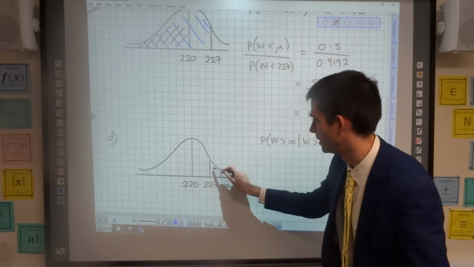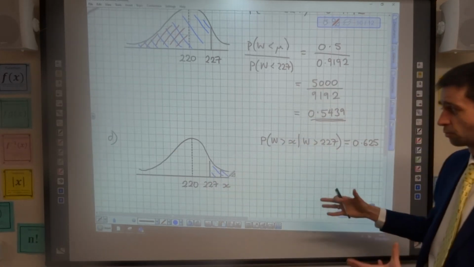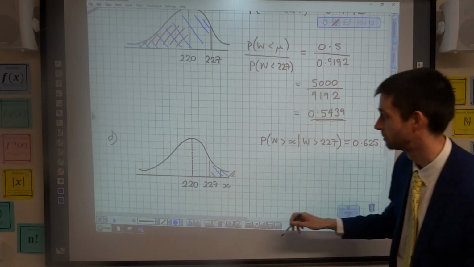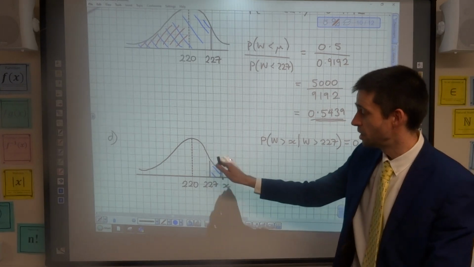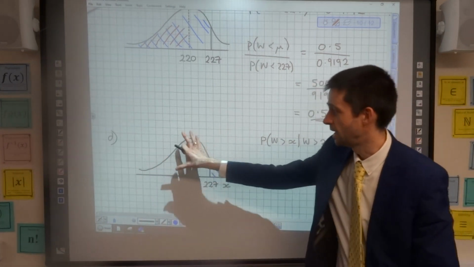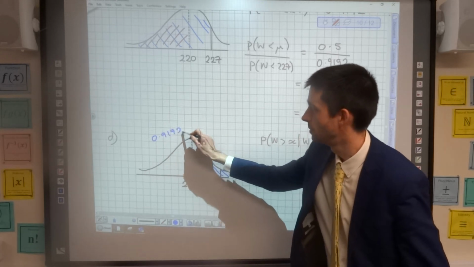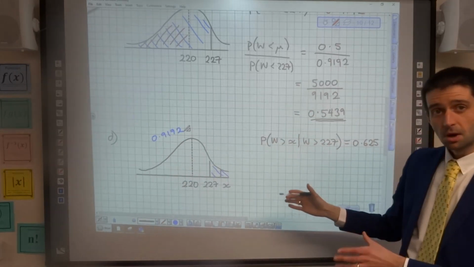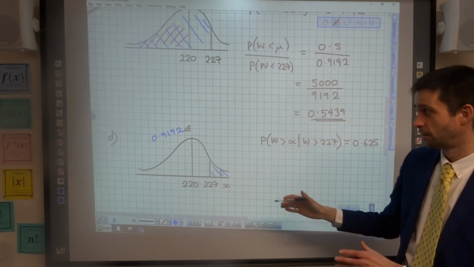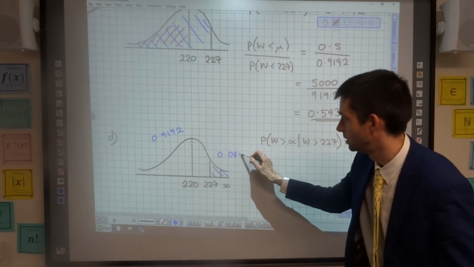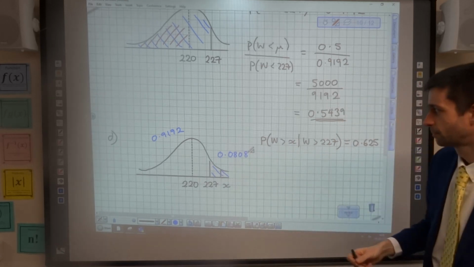Now, the first thing I need to know is the probability of being greater than 227, because that's the area that I'm choosing out of. Now, I knew from the first part of the question that the area all to the left of this is 0.9192, so I'm going to need to do 1 minus 0.9192 to get this area here, which is 0.0808.